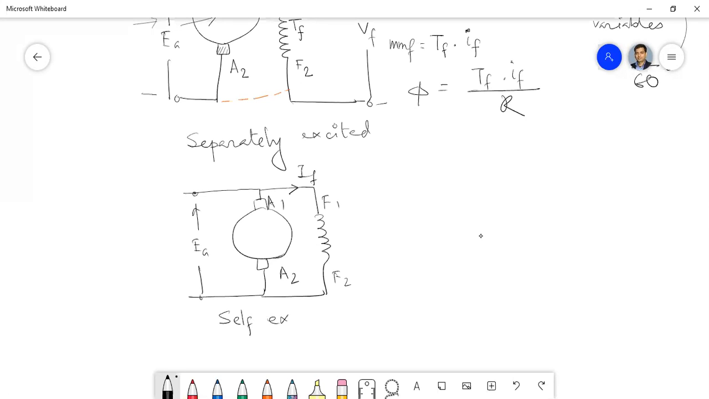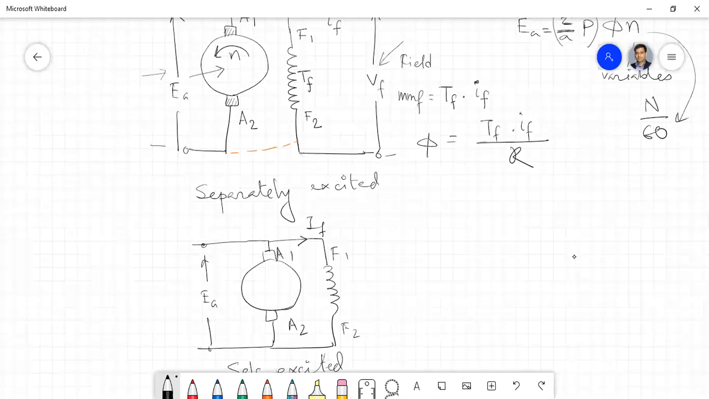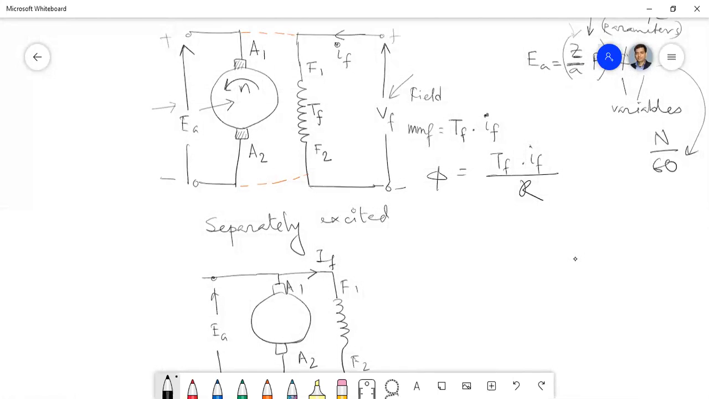So self-excited. Have you understood these 2 points? One is called the separately excited, where the field coil or field winding is excited by a different voltage source, by an additional voltage source. You should have 2 different voltage sources. Sorry, one you will generate.